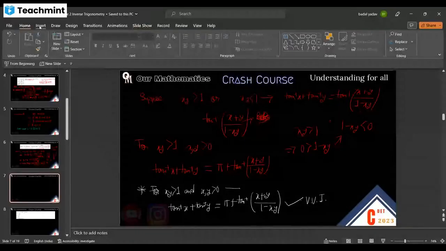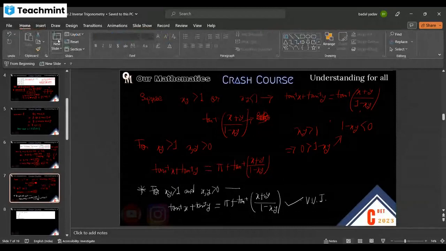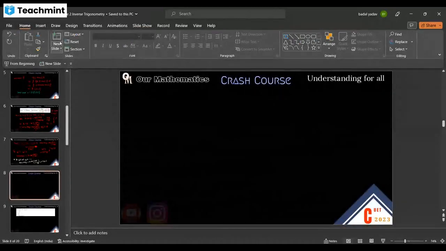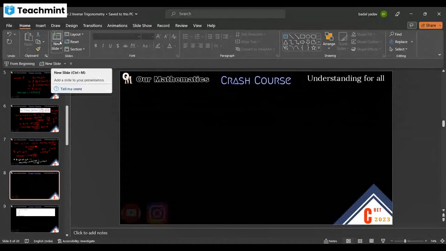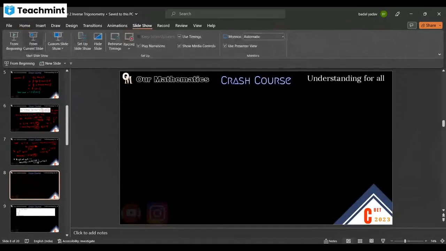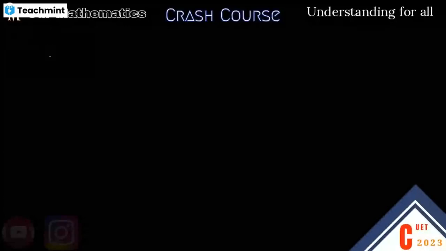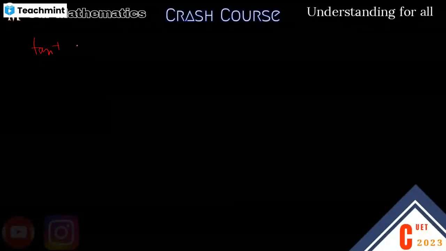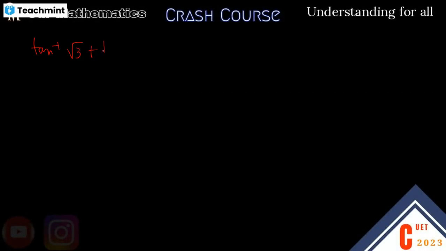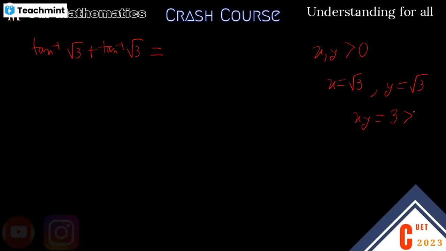Start a new file. Okay. For example, we are discussing tan inverse root 3 plus tan inverse root 3, right? It is what? It is becoming, if we use the same formula, yet x comma y is greater than 0, right? X is what? X is equal to root 3. Y is also equal to root 3. Xy key? Xy is equal to 3, which is greater than 1.